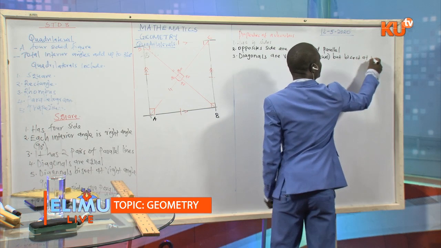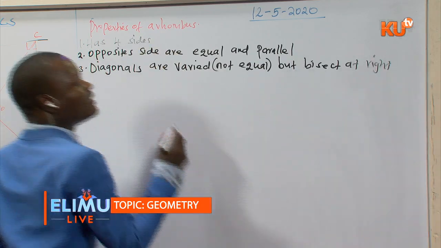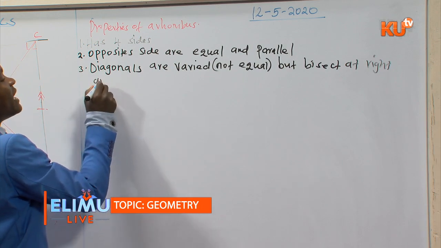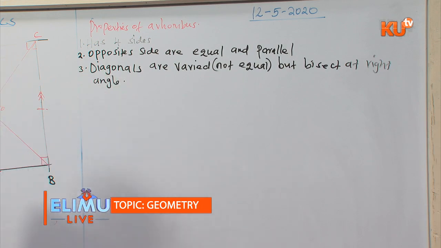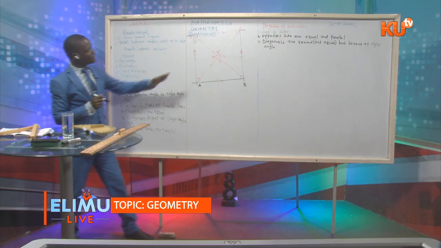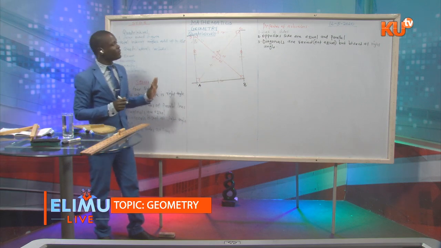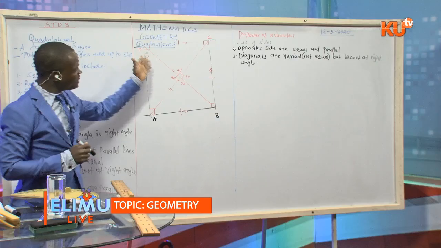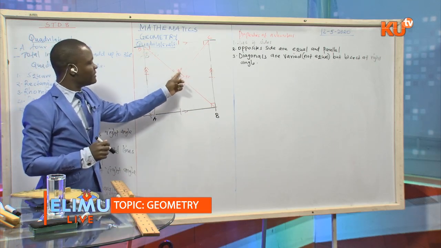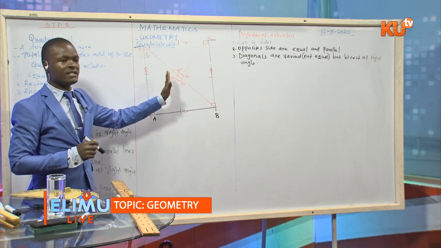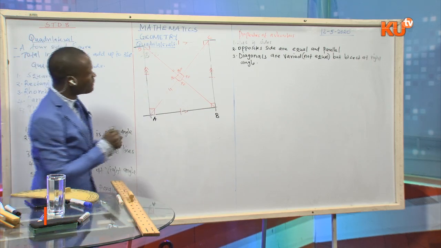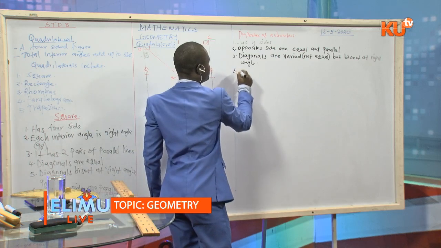The diagonals are not equal, but bisect at right angle. Now, when we are talking about square, we said diagonals are equal. So this diagonal here, diagonal AC and diagonal DB are equal. But with the rhombus, the diagonals are not equal, but just like a square, diagonals bisect at 90 degrees. So that is a very important part that you need to understand.